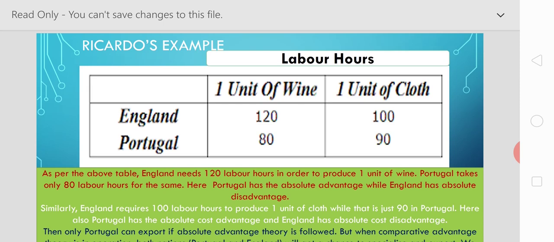Coming to the last column of the table, for producing 1 unit of cloth, England requires 100 labor hours, while Portugal needs only 90 hours of labor. So Portugal has the absolute advantage for producing both wine and cloth. If international trade takes place on the basis of Adam Smith's absolute advantage theory, only Portugal can export. Only Portugal can dominate international trade by exporting both wine and cloth to England. England cannot export if absolute advantage theory is followed. So let's consider the possibility of comparative cost advantage theory as argued by David Ricardo.